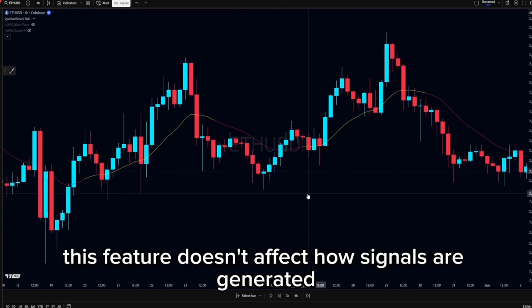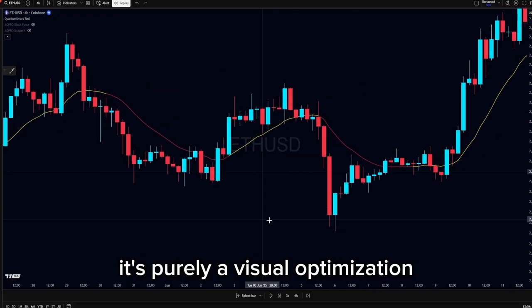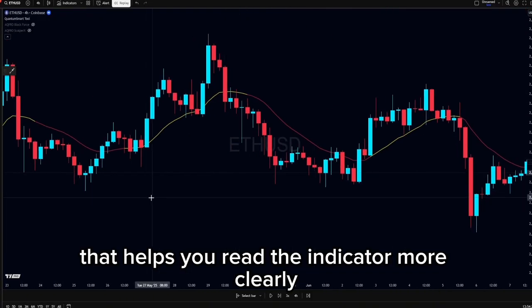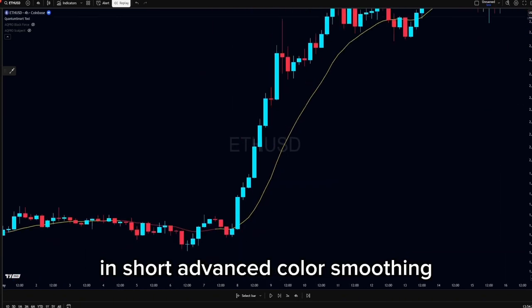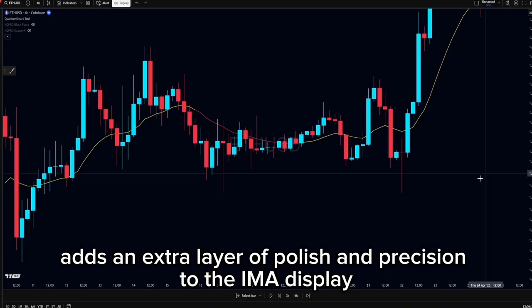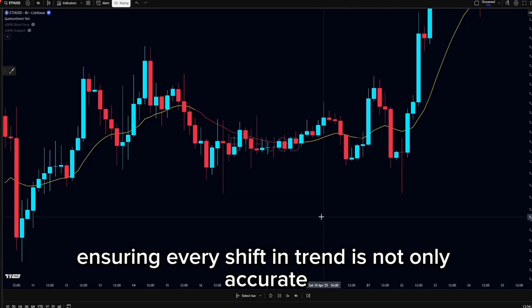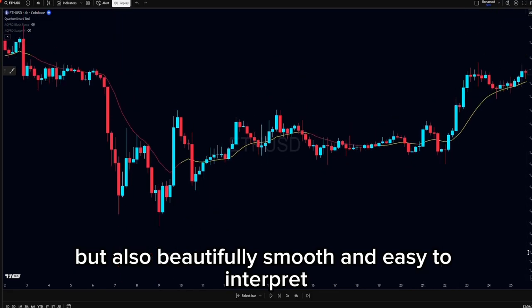This feature doesn't affect how signals are generated. It's purely a visual optimization that helps you read the indicator more clearly and reduces distractions on the chart. In short, advanced color smoothing adds an extra layer of polish and precision to the AIMA display, ensuring every shift in trend is not only accurate, but also beautifully smooth and easy to interpret.